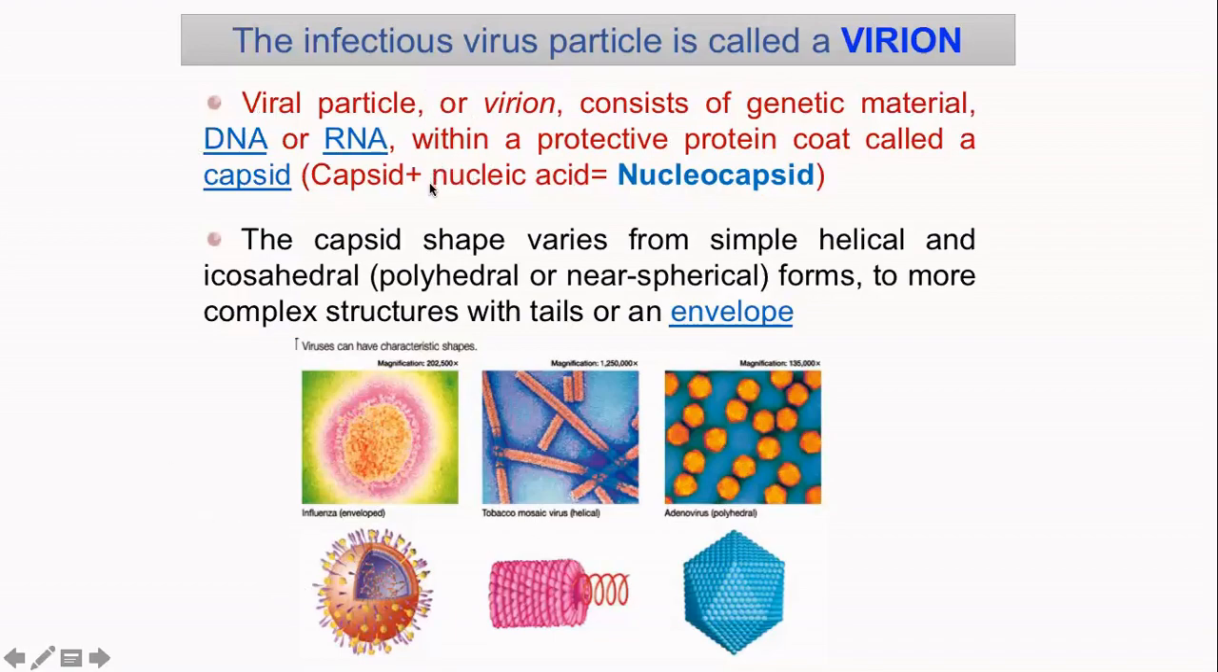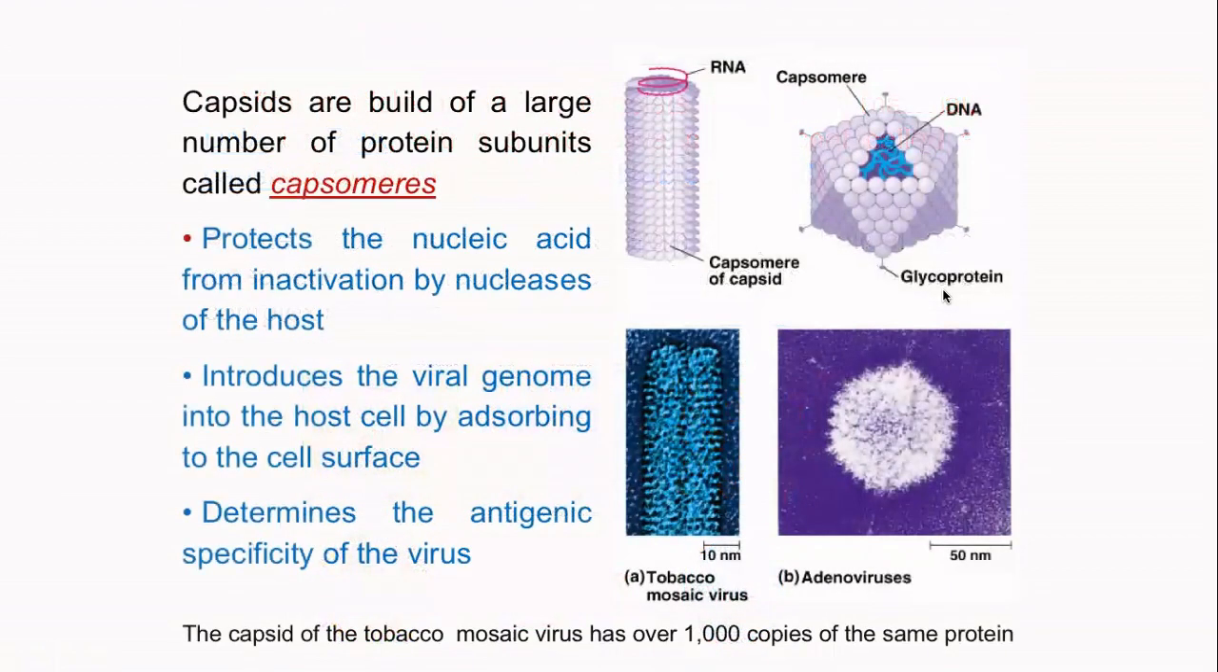So let us get to know the words once again. The infectious virus particle is known as a virion. A virion or viral particle comprises two major elements. One is the genetic material, the nucleic acid. The second one is a protective protein coat called the capsid. Together it is known as a nucleocapsid, and the capsid varies in size, shape, and structure. The capsid, or the protective protein covering, is made up of building blocks known as capsomeres.